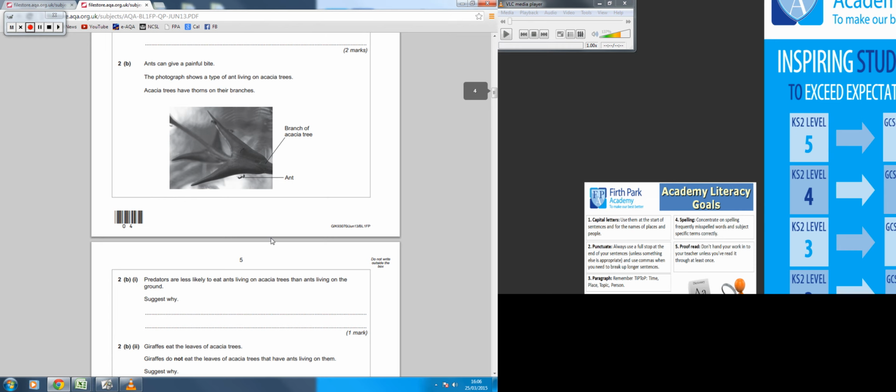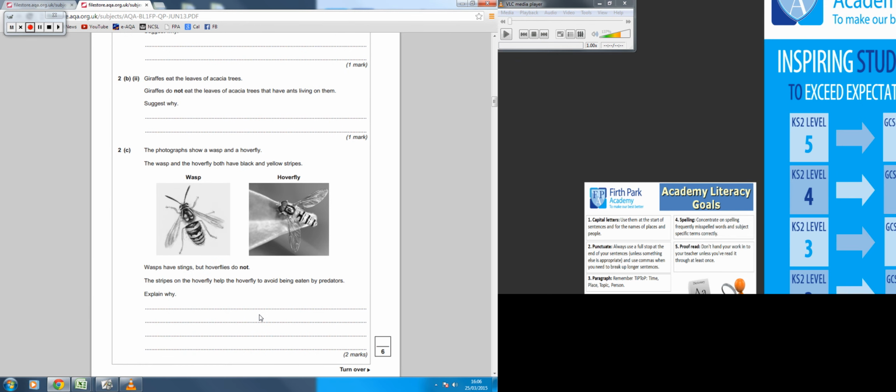Here we're talking about ants now. So ants give a painful bite. The acacia trees have thorns on their branches. Predators are less likely to eat ants on acacia trees than ants living on the ground. Suggest why. So again, a sensible answer there will get you the mark.